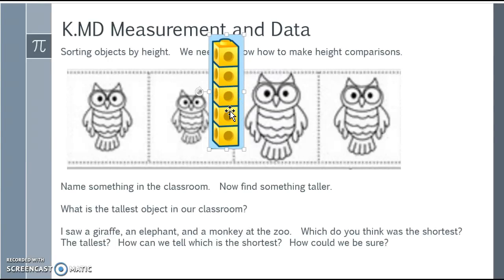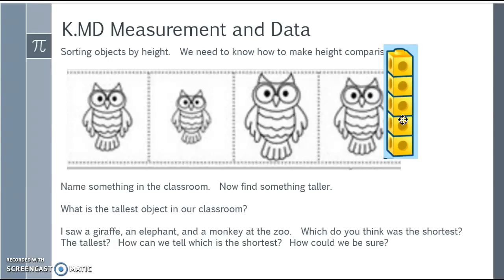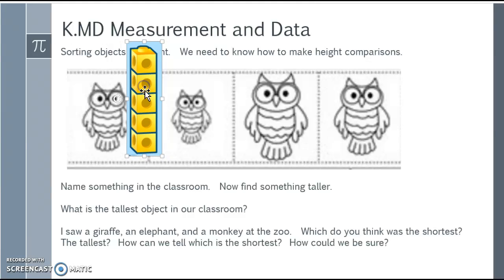So far, if I were to arrange them, I'd put the third owl first and this one's next because I don't know who would come next. Then I can move my blocks over and I would see that the last owl is 1, 2, 3, 4 blocks high. And the first one is approximately just over 3, but not quite 4. So I would be able to go ahead and rearrange my owls based on where they fall on the height comparison of my snap blocks.